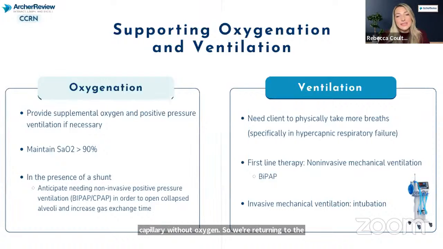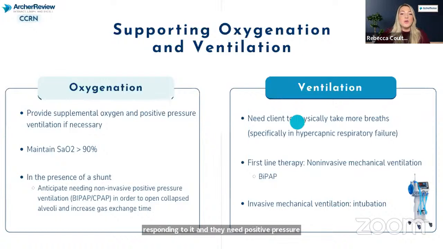So we're returning to the left side of the heart with deoxygenated blood. We are going to need positive pressure ventilation. You could give that patient as much oxygen as you wanted through a non-rebreather, face mask, whatever delivery method you'd like. If that alveoli is not ventilated and air isn't getting there, the presence of oxygen is not going to make any difference. That's known as refractory hypoxemia. No matter how much oxygen we give, that patient is not responding to it, and they need positive pressure ventilation.